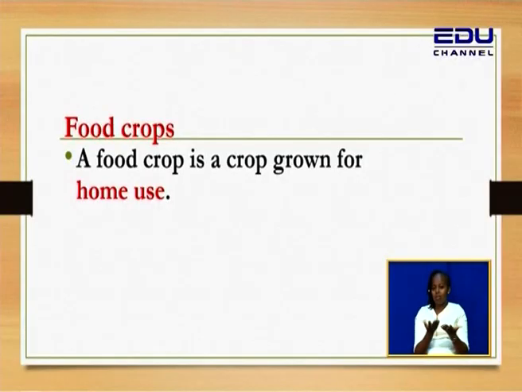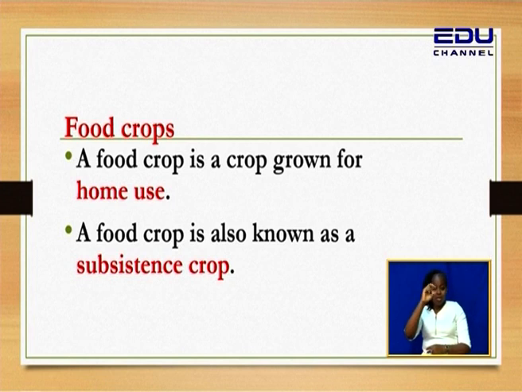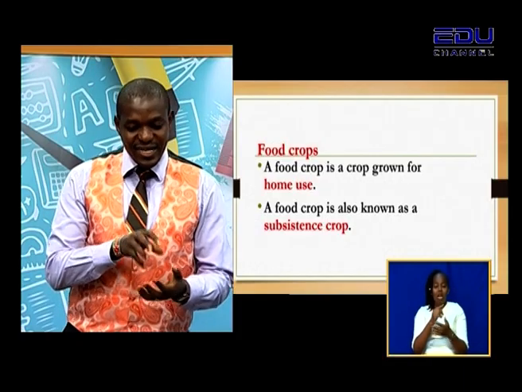So now I think I can unleash the answers. So there's a food crop. What's a food crop? A food crop is a crop grown for home use. It is also known as a subsistence crop. A crop grown for home use, so crops that we eat. I'll tell you what the edible part is.